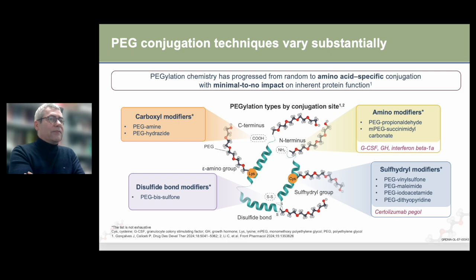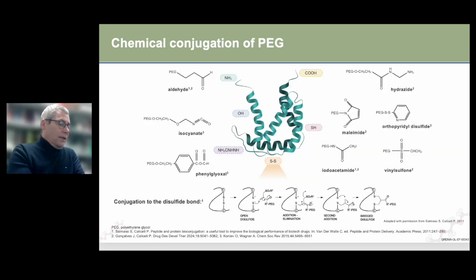However, throughout the years, several other methods have been developed to obtain more selective conjugation and to exploit also different functional groups of the proteins. For example, the conjugation to disulfide bonds, and we will see later an example, the conjugation of specific amino acids, and also the conjugation to thiol groups. So we can see here the conjugation of PEG and several different derivatives.